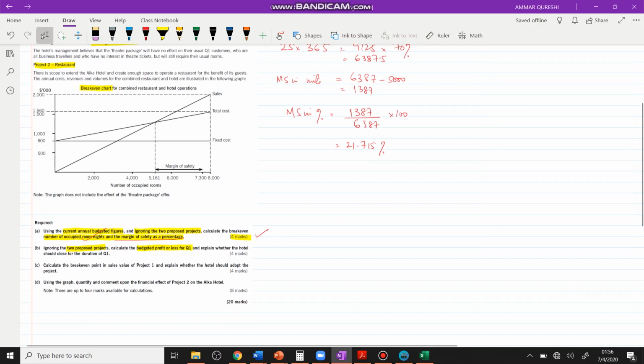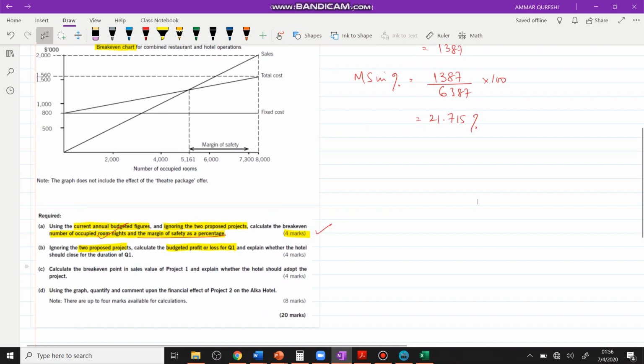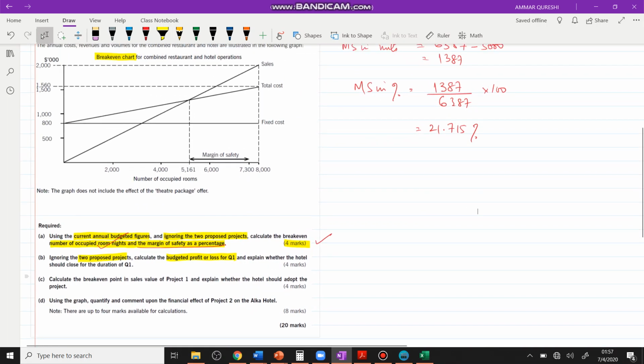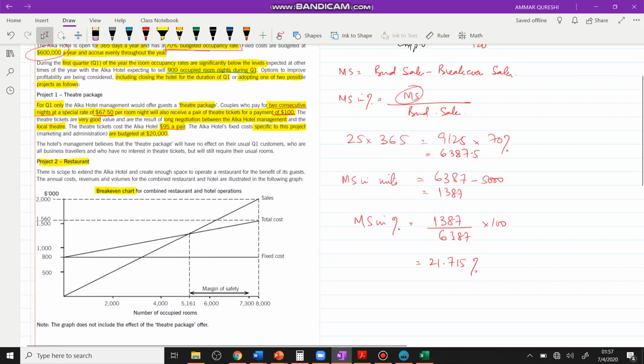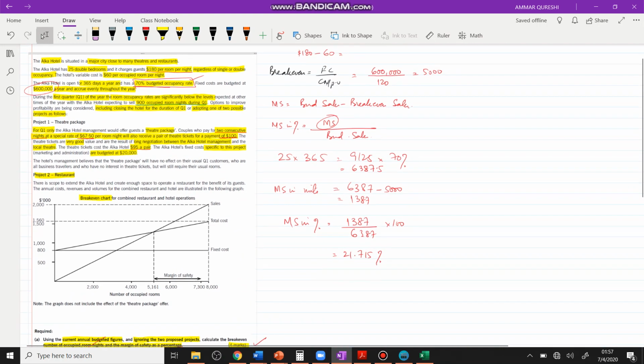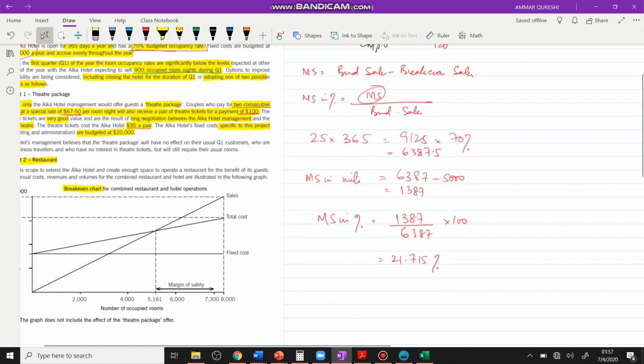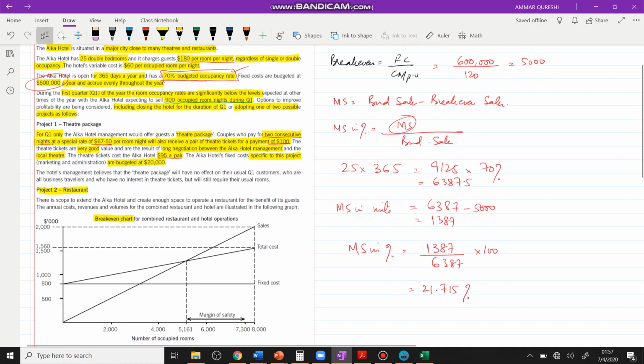So what's next? Calculate the break-even point. Now the C requirement: explain whether the hotel should close for the duration of quarter one. Now it's completely a theoretical part. Do you really think that the company should close the hotel for quarter number one, or should continue with quarter number one revenue?